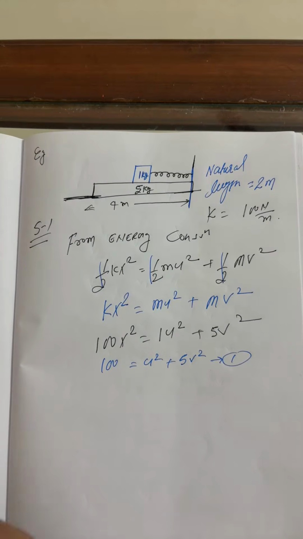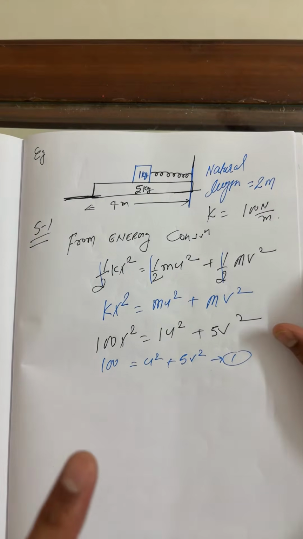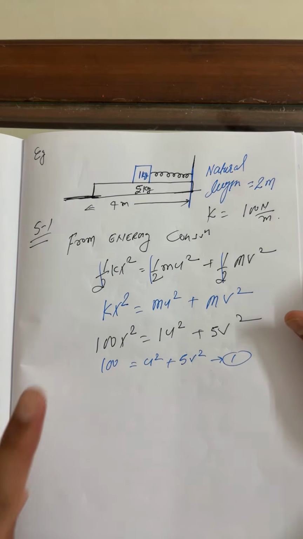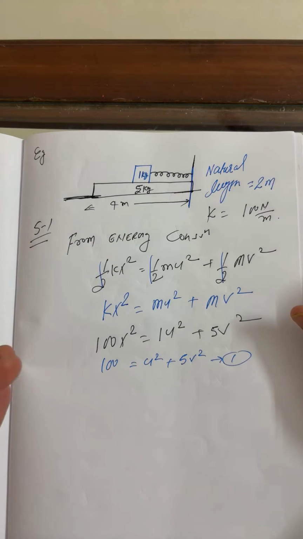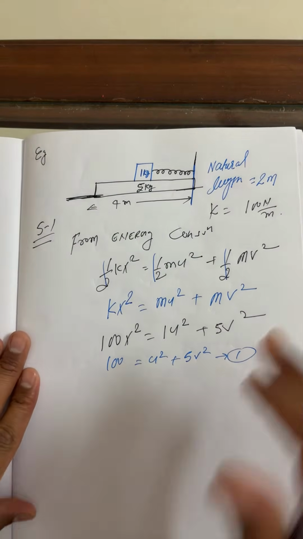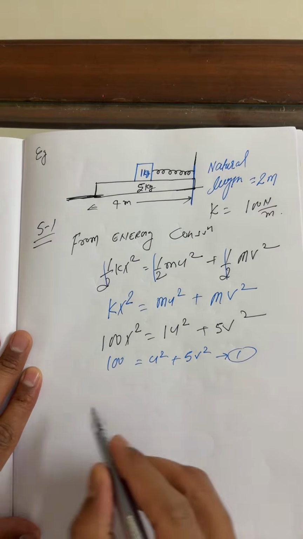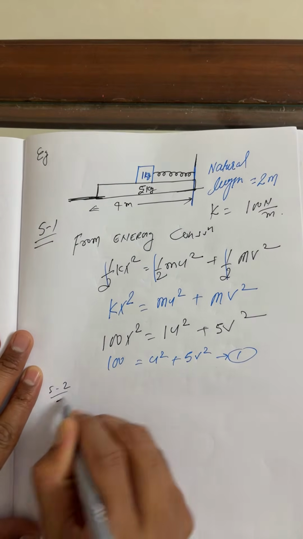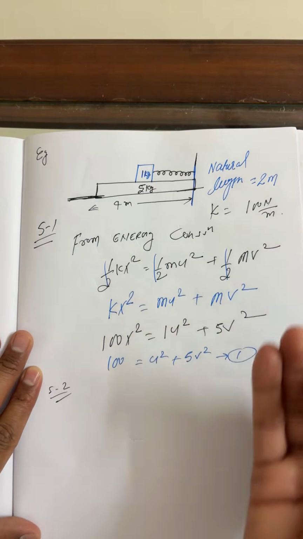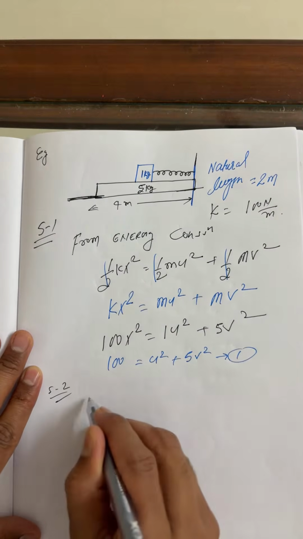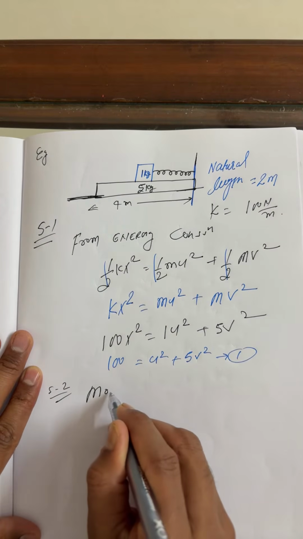From energy conservation, as in the question, the system is now released from rest. What is the velocity of the plank when the block leaves the plank? So step 2: already I applied energy conservation here. Next, momentum conservation here, LMC.